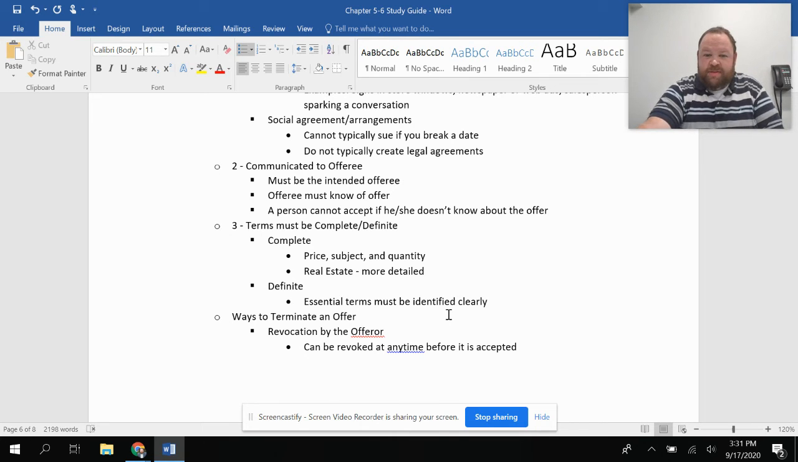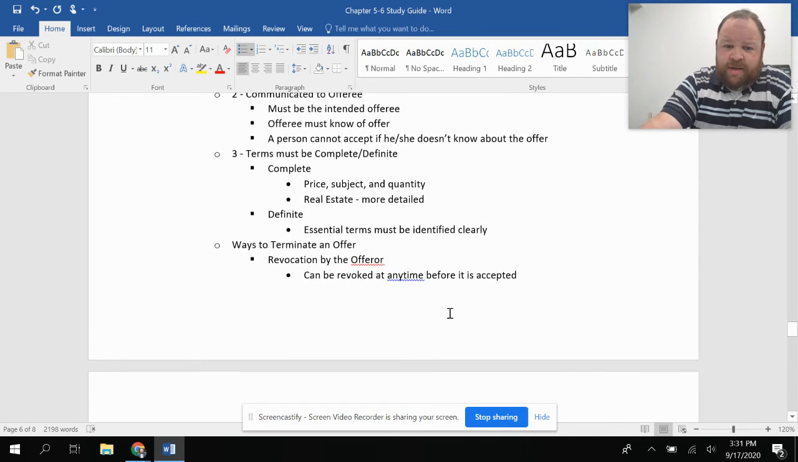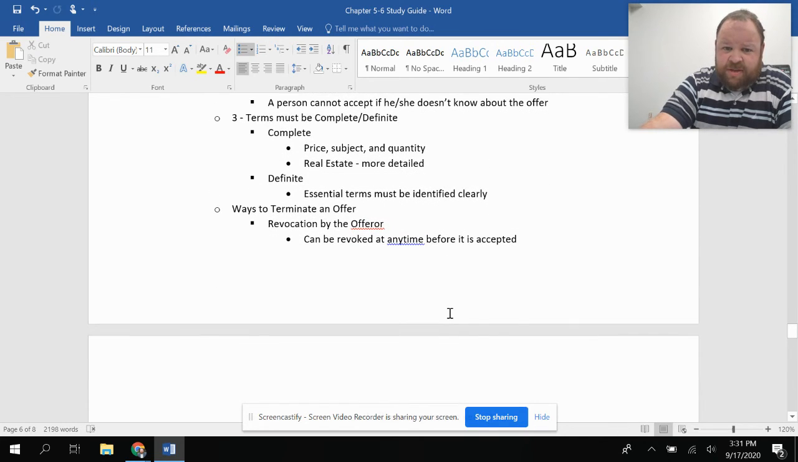Terms must be complete or definite. So if they're complete, you know the price, the subject, the quantity. Real estate contracts are obviously way more detailed. Definite means the essential terms must be identified clearly. So remember when we were doing all those critical thinking things, a lot of the answers were we just didn't have the complete information, so they couldn't enter into or couldn't accept the offer. So when you're making an offer, make sure that all the details are there for it to be valid.